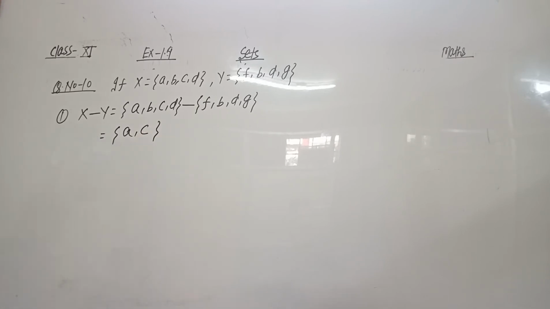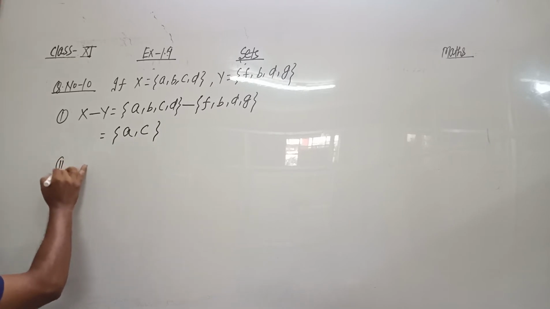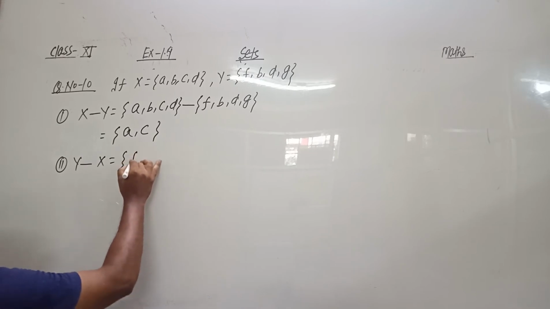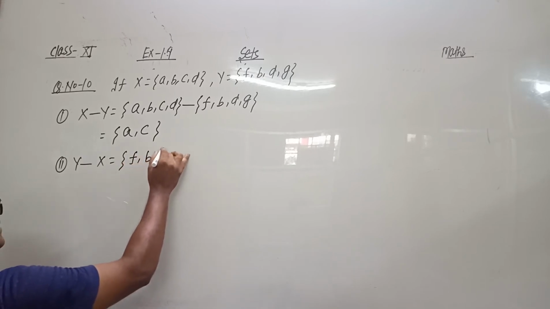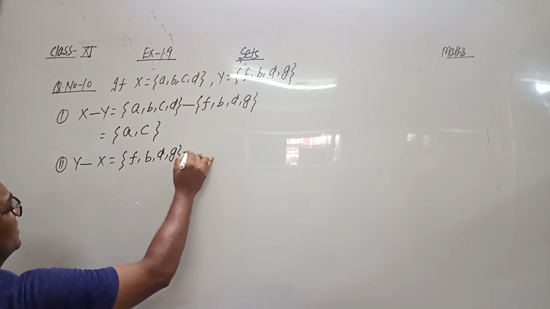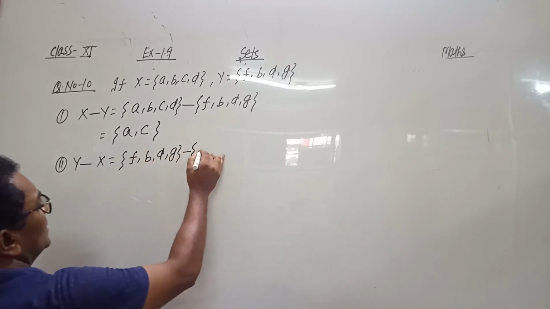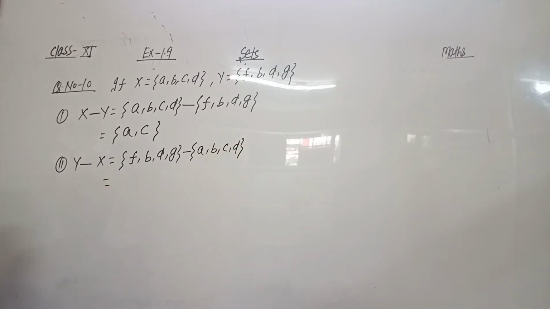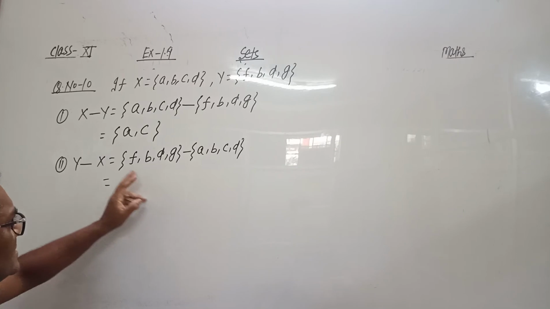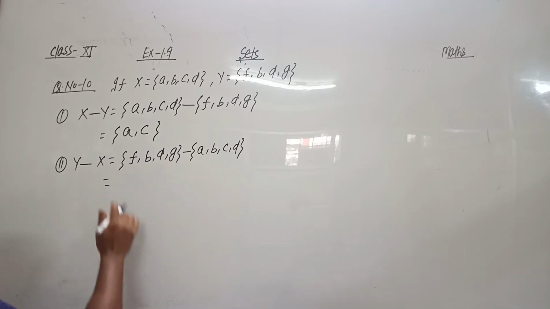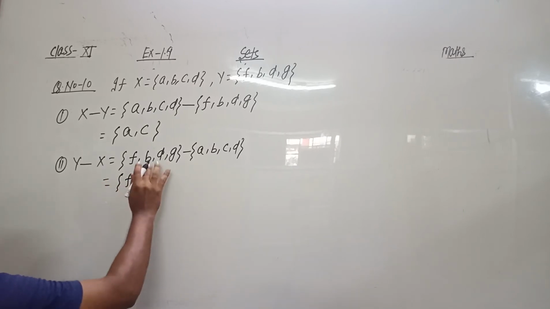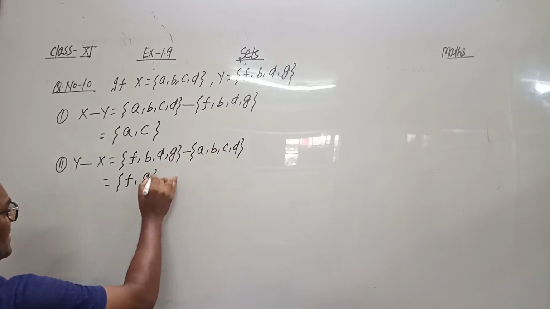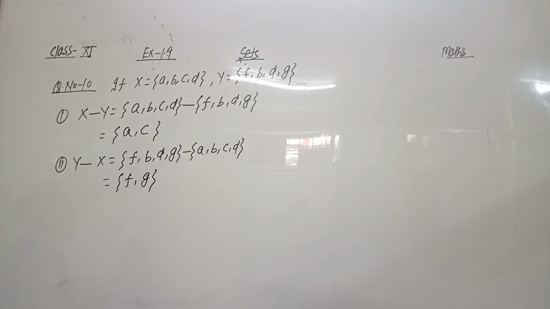Then we have to find Y minus X. Second part, Y minus X. So first write Y {f, b, d, g} minus X {a, b, c, d}. So write those elements of Y which are not in X. So f is not in this set X, b is available, d is available, g is not in this. So the answer is f comma g.